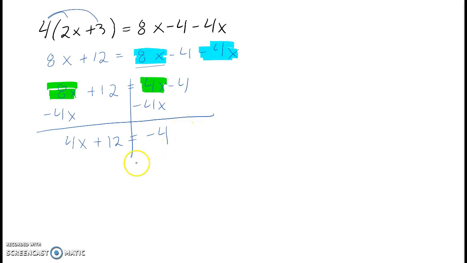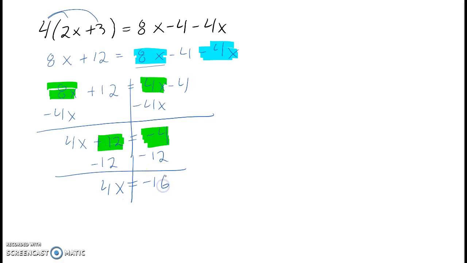And now I just need to move my other terms over, right? The 12 and the 4 I can combine. So I'll take away 12, take away 12. I get 4x equals negative 16. When I go to undo the multiplication by 4, I divide both sides by 4, and I'm left with x equals negative 4, right?